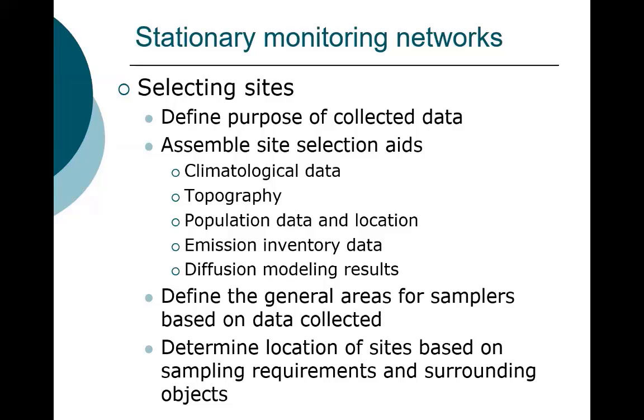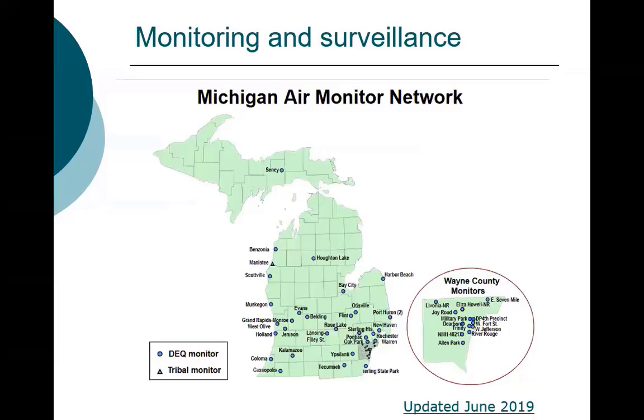You may also want to do some diffusion modeling, again looking at prevailing wind direction. Where are people most likely to be exposed, or what environmental areas are most likely to be exposed? That helps define where you locate the samplers, what type of samplers, what you're measuring, how often you're measuring, etc. So that sets up the network.